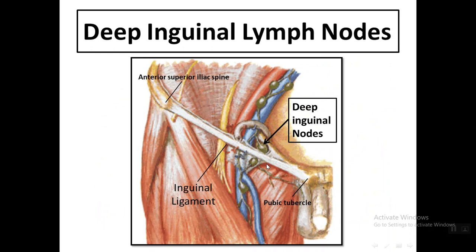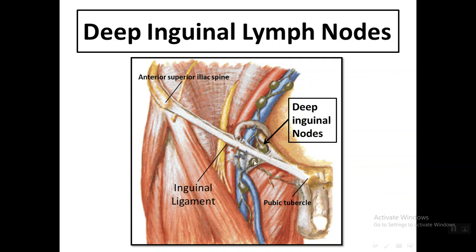Next, if we remove the deep fascia, meaning we remove the skin, the superficial fascia with the lymph nodes and the superficial vein, then we remove the deep fascia, we will expose the deep inguinal lymph node. Why do we call it deep inguinal lymph node? Because they lie deep to the deep fascia.